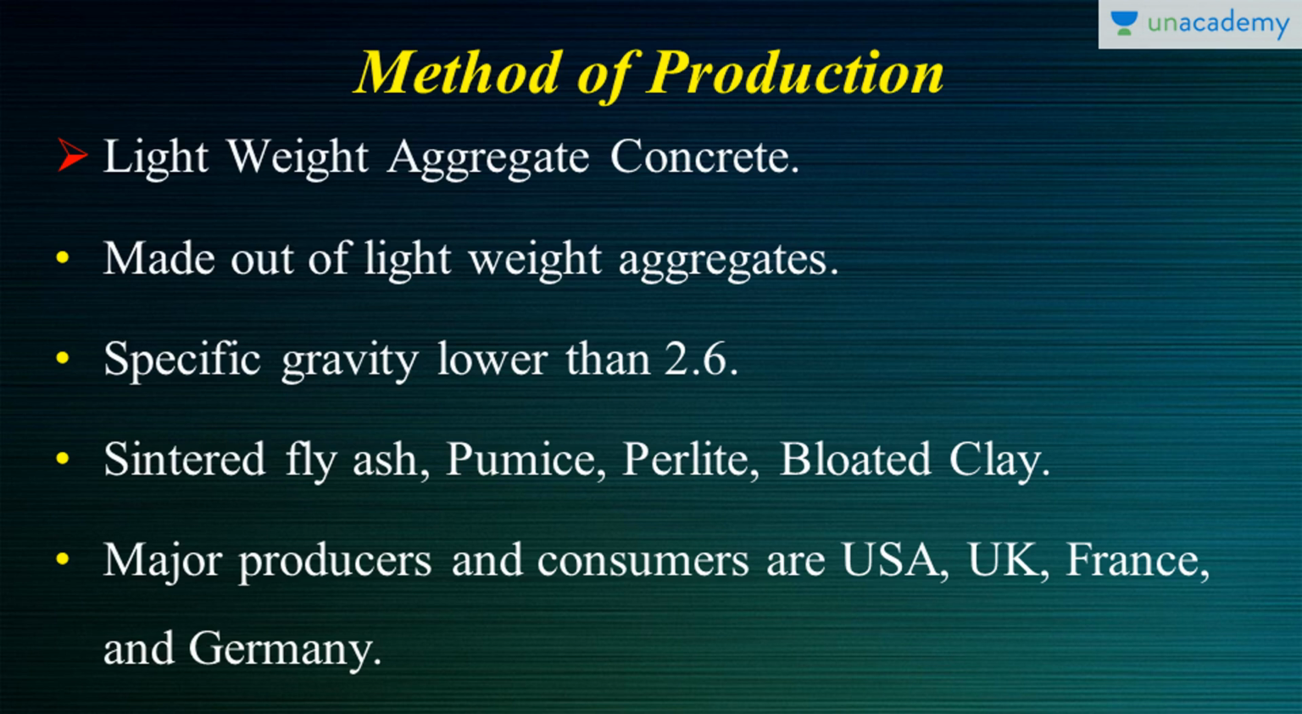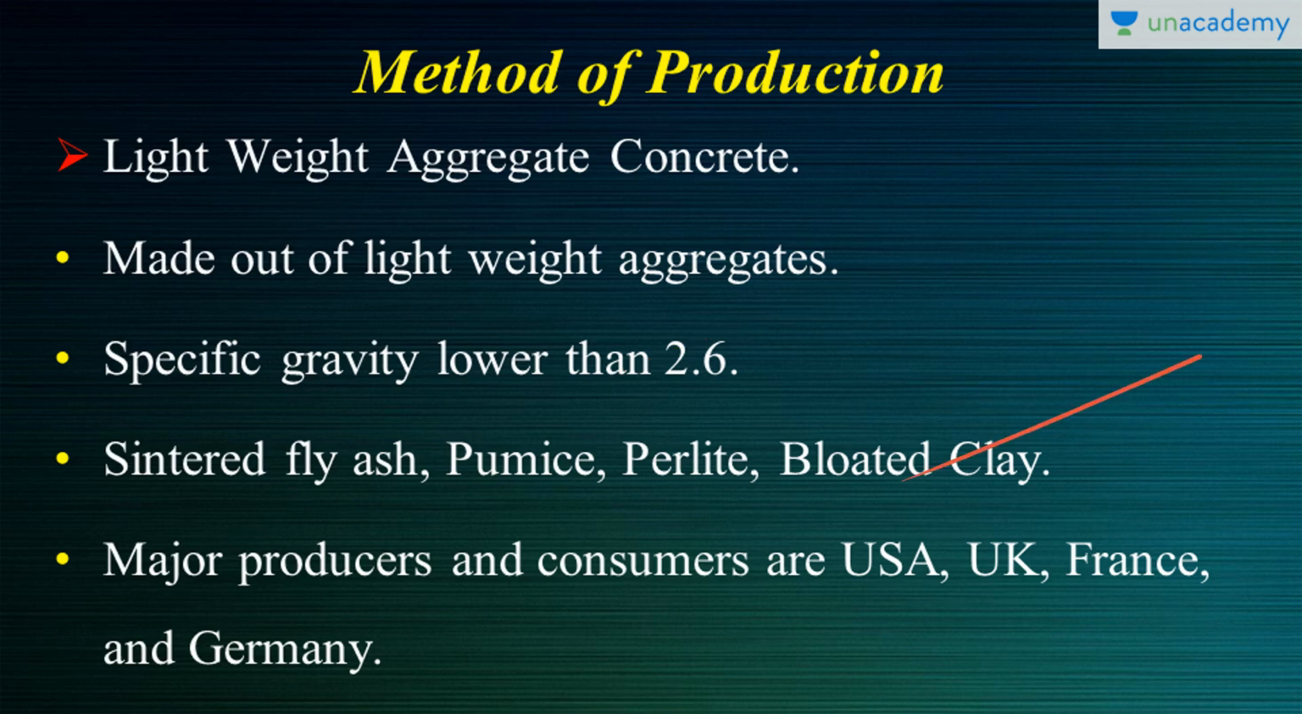Most of the specific gravity is lower than the 2.6 value, which means that the average density and specific gravity of lightweight aggregate are much lower than the average value of ordinary aggregates. Some of the basic lightweight aggregates that are used are sintered fly ash, pumice, perlite, and bloated clay. These are some of the general examples.